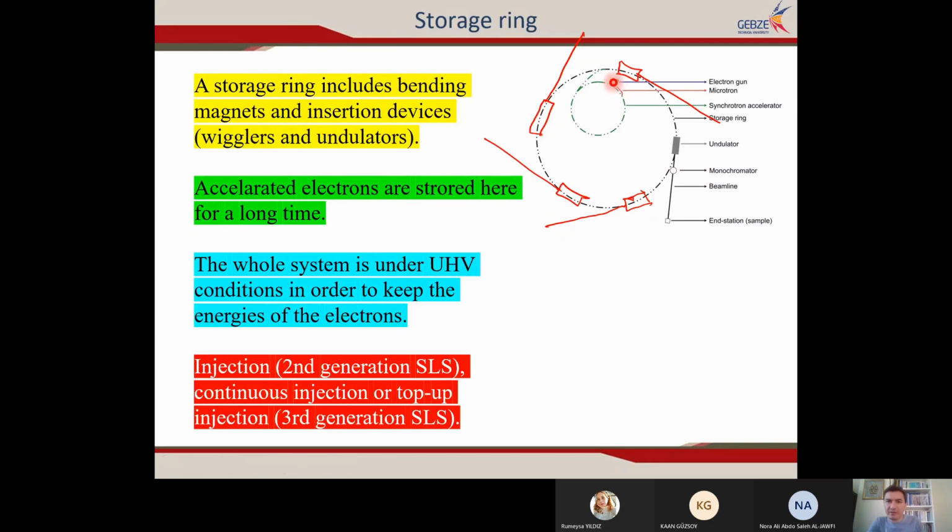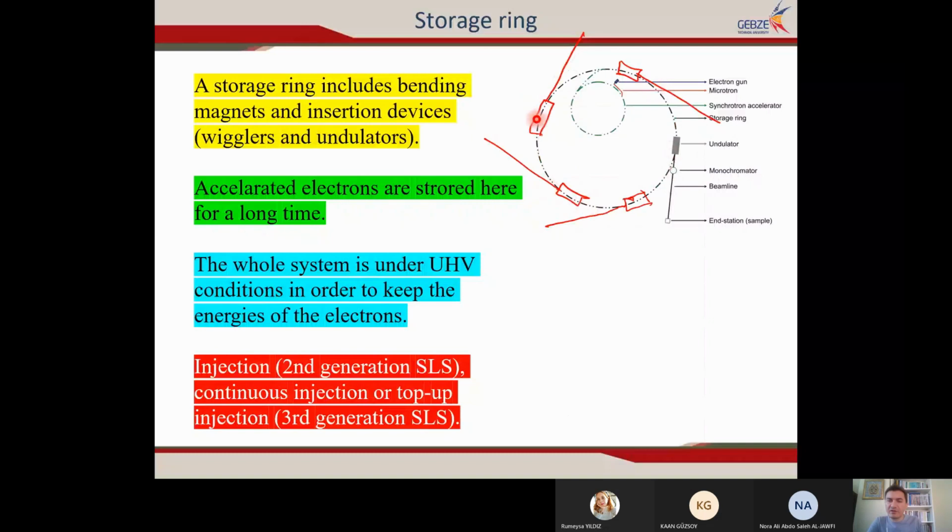So we accelerate electrons by using the microtron to the MeVs and then inject them into the synchrotron accelerator, the booster. Within the booster, electrons are accelerated up to giga electron volts, 3 GeV, for example. Then they are injected into the storage ring. And since we have UHV conditions here, we can store electrons for a long time while keeping their energies, okay?